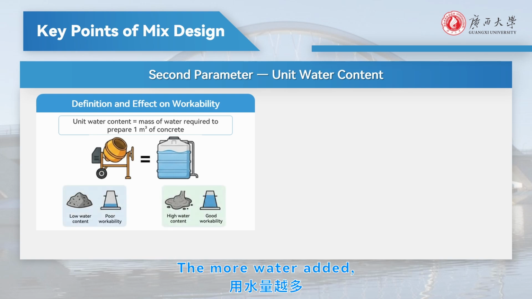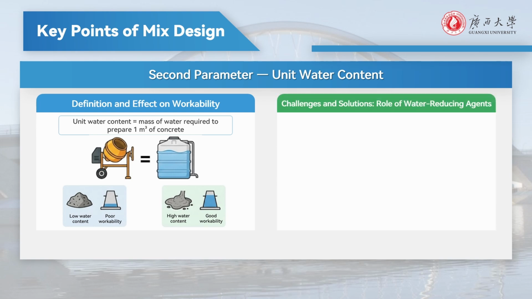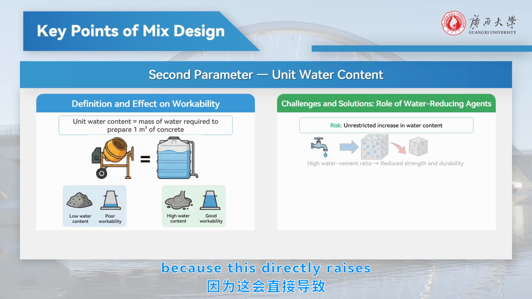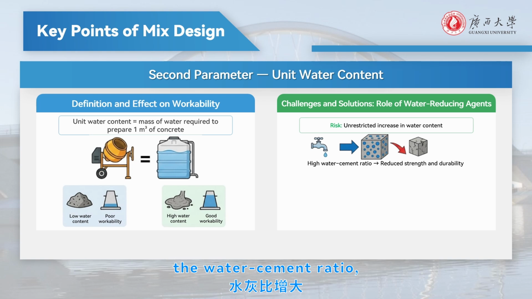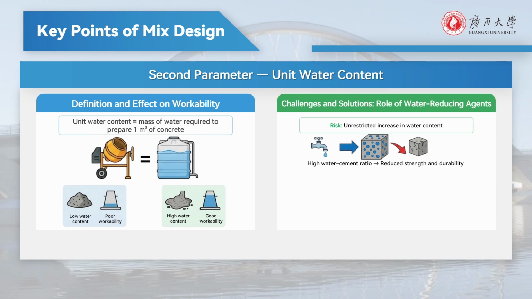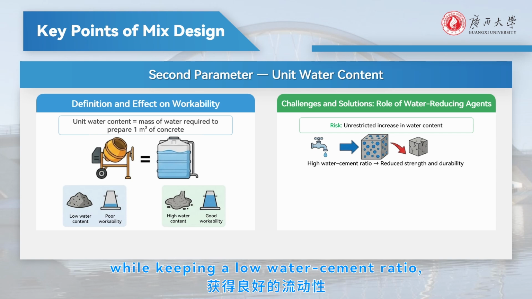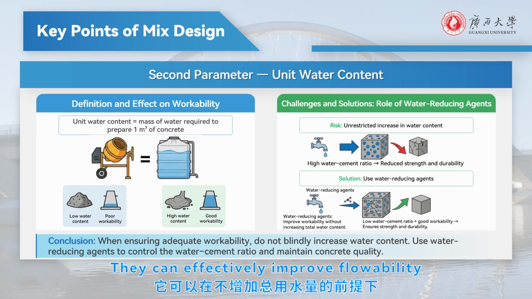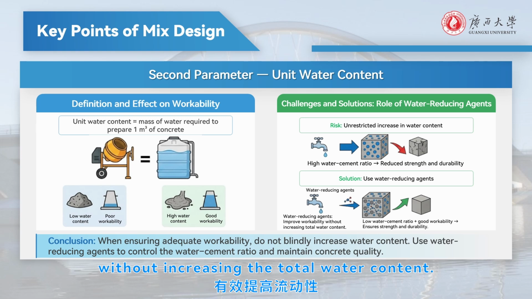The more water added, the more fluid the mix becomes, and the better its workability. But be careful. Do not unlimitedly increase water to improve flowability, because this directly raises the water-cement ratio, sacrificing both strength and durability. To achieve good workability while keeping a low water-cement ratio, water-reducing admixtures come into play. They can effectively improve flowability without increasing the total water content.